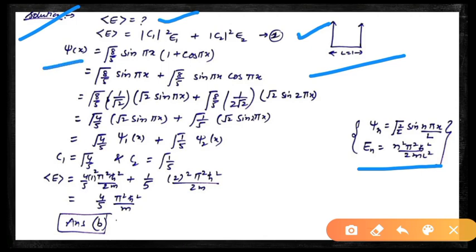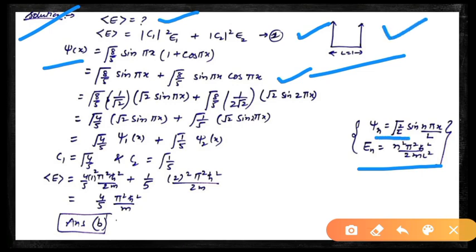Now the given wave function is under root 8 upon 5 sine pi x into 1 plus cos pi x. So just open the bracket and we will get under root 8 upon 5 sine pi x plus under root 8 upon 5 sine pi x into cos pi x. Now what we have to do here is create the wave function for the first state and for the second state, and then the constant values, the values of C1 and C2, will come to us. So we know how to write the wave function for this system.